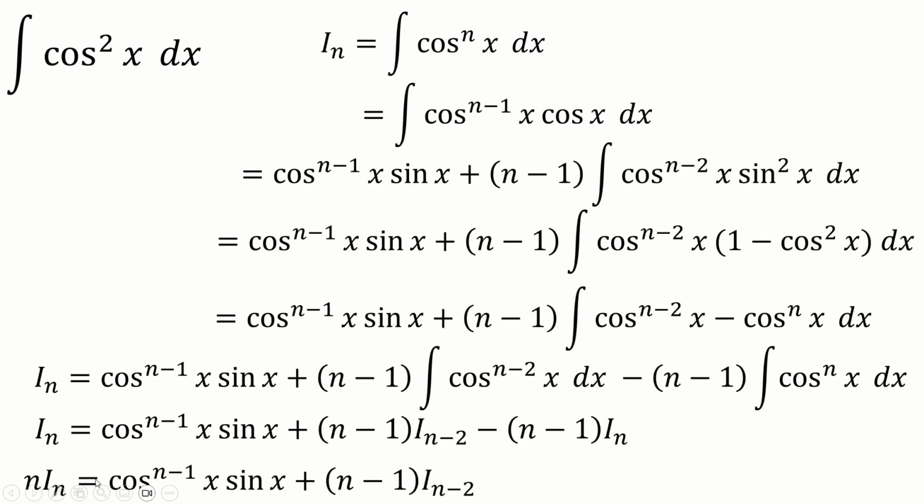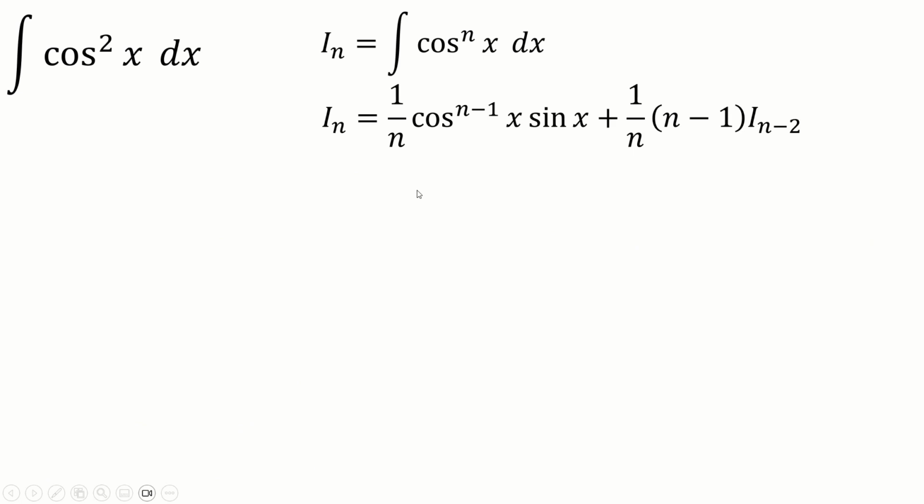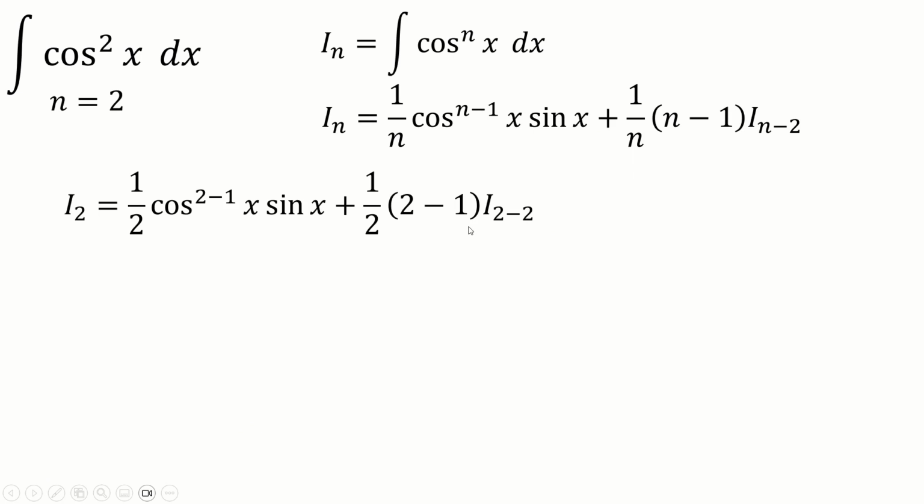So, of course, I can divide everything by n to end up with this. And now this integral is just what happens when I use n as 2. So let's just put 2's everywhere. And we'll get this. And now all of this is very easy. It's just this. Now, what's I_0?